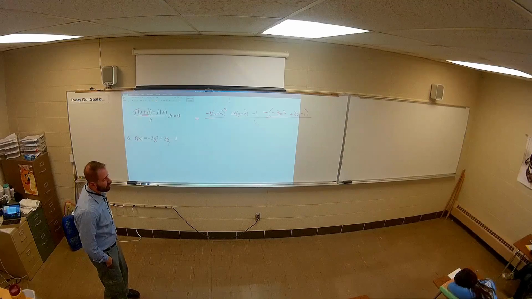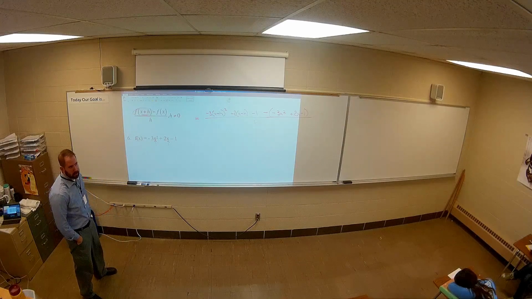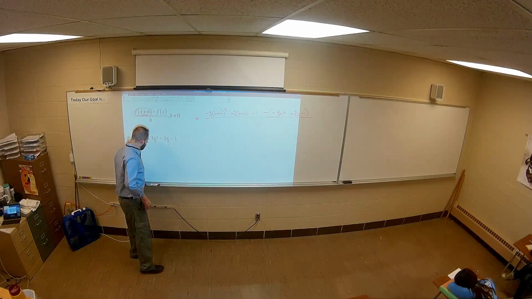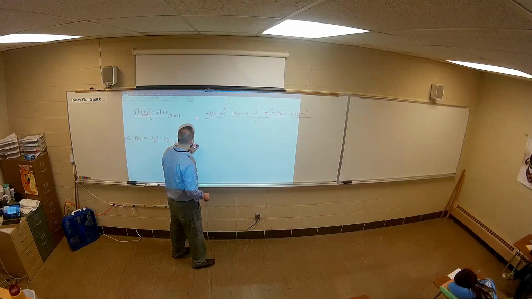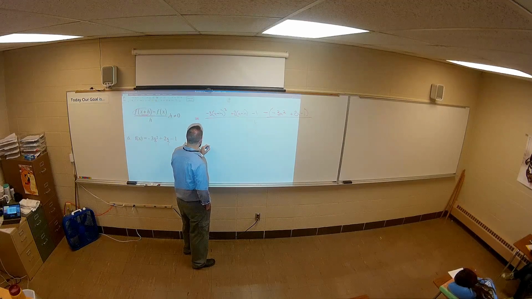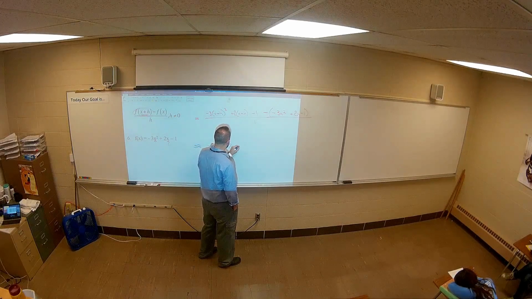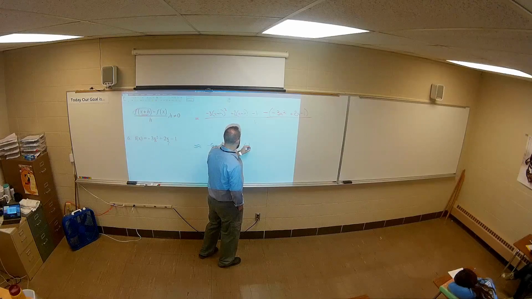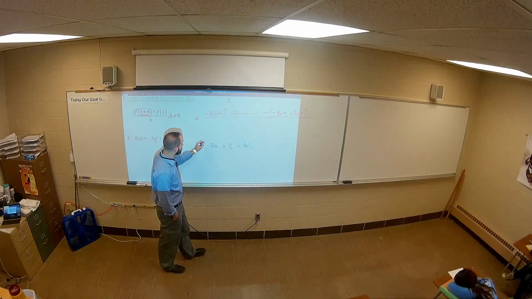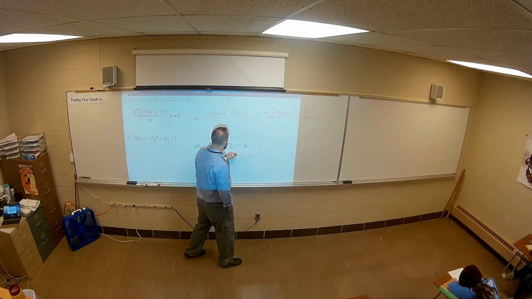Okay, I'm going to give you your final answer so you know you did it right. You know you did it right if, when you simplify this thing all the way down, you get something like negative 6x plus 2 plus some number for h. This is roughly what it's going to look like in the very end.